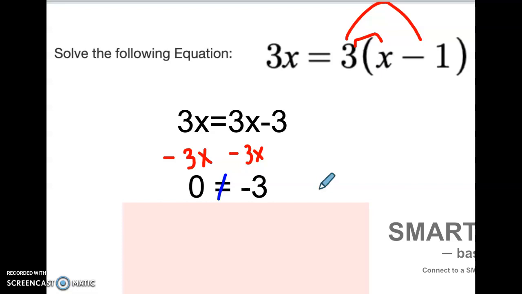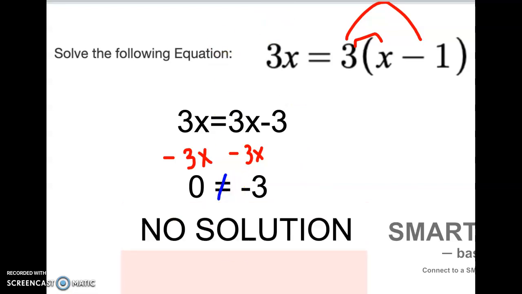When you get an answer like this, where the left-hand side of the equation does not equal the right-hand side of the equation, it just doesn't make sense. That doesn't mean that you necessarily did the work wrong. We did all of our work right here. This question just has no solution.